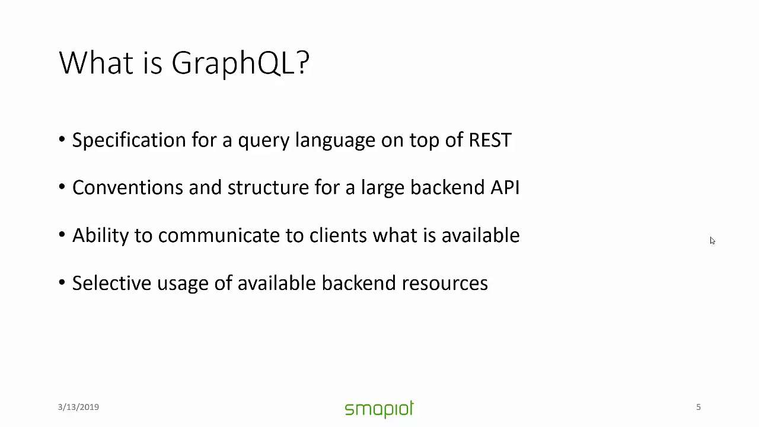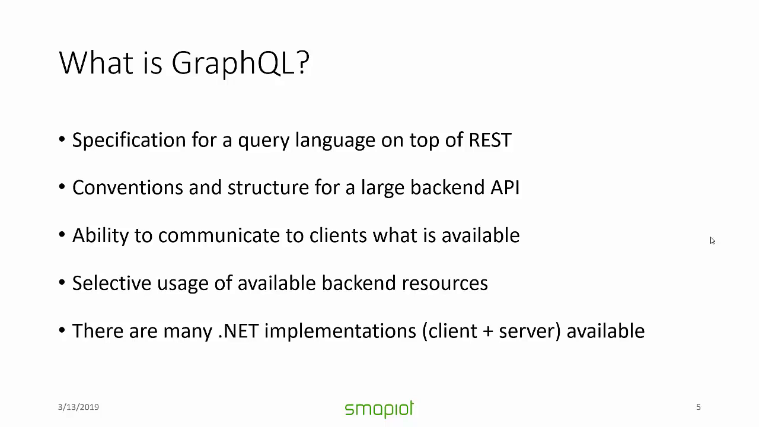As a consequence, clients can now selectively use the available backend resources. This is a great advantage compared to REST, where we can also of course do the same, but we would need to invent all this on our own. So GraphQL already gives us the boundary conditions that are needed for actually running a system using selective usage of available backend resources.